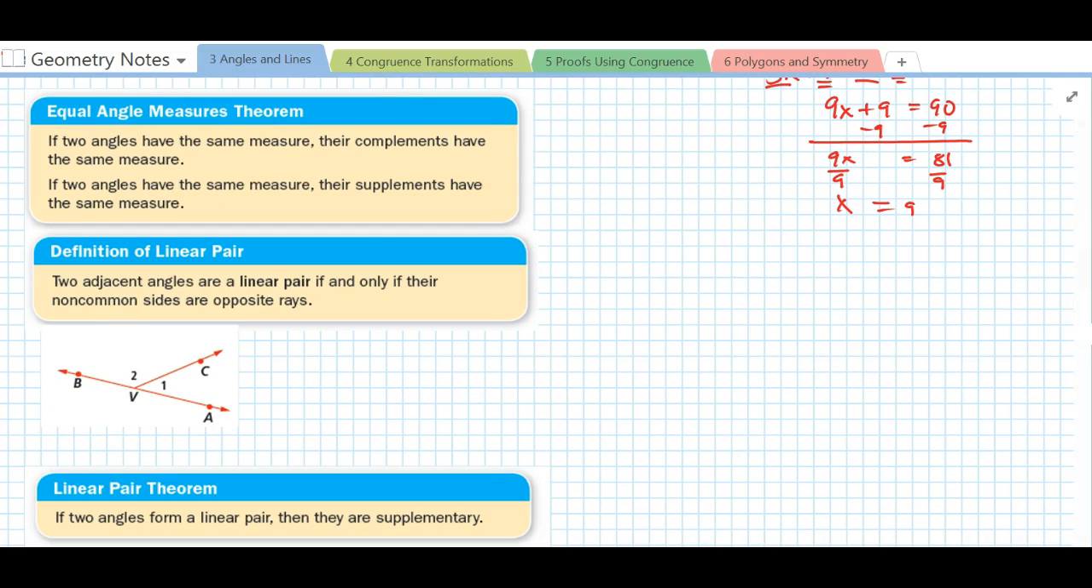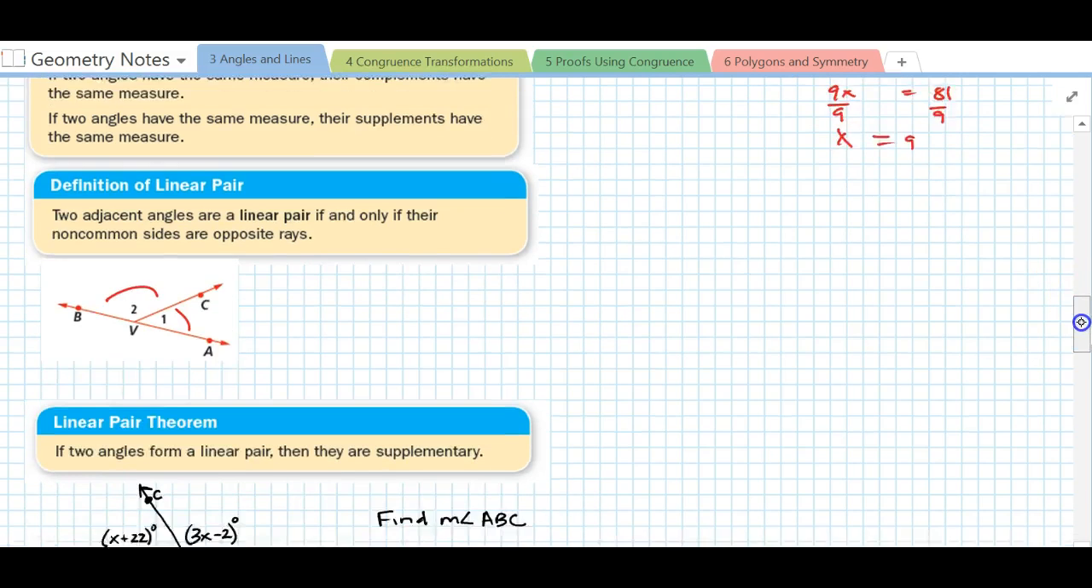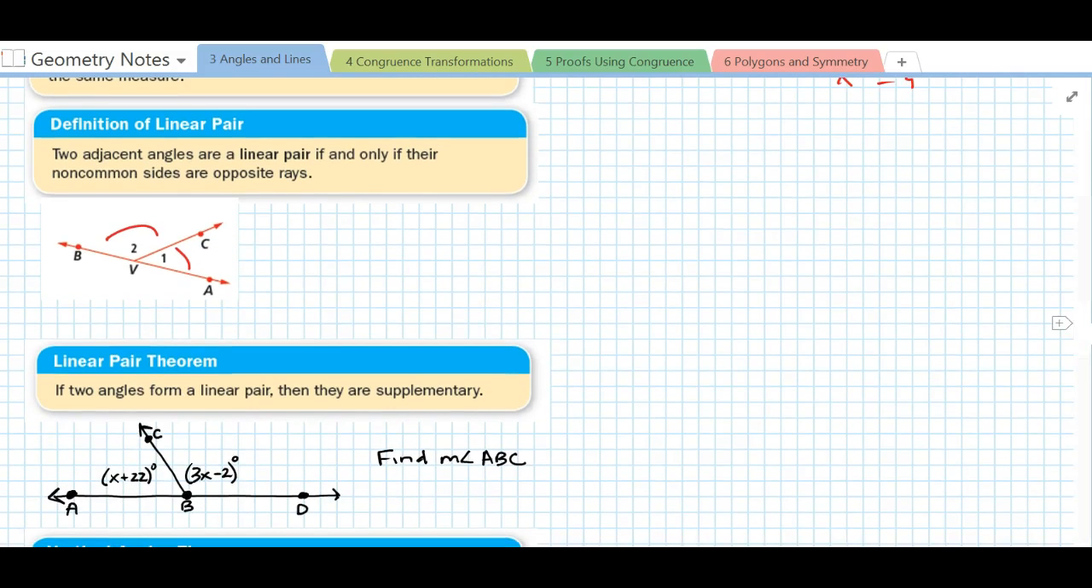Linear pairs, their non-common side is an opposite ray, and they are adjacent to each other. So linear pairs have two characteristics. They're going to be adjacent to each other, which means they share a side, and the other part that they share is opposite rays. So here we have a linear pair. You can see here that if we added up angle 1 and angle 2, they would form a straight line, and we'd end up with 180 degrees. So the linear pair theorem is actually the more important thing for students to look at for today.